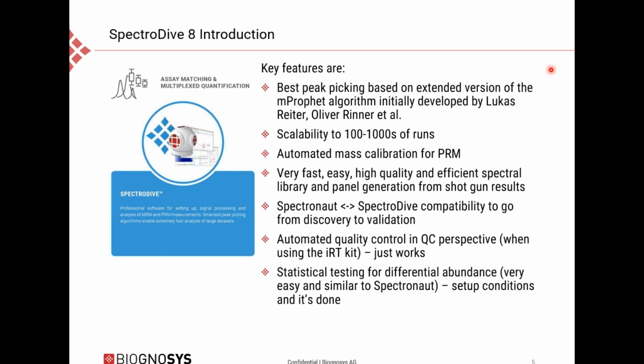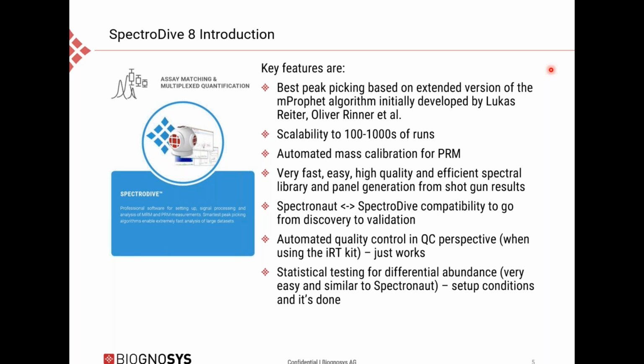The developers have further worked on the software to make it scalable to hundreds to thousands of runs without the need for extensive computational resources. For the parallel reaction monitoring or PRM workflow, we have added automated mass calibration. The biggest and newest feature of the new software is by far the very fast, easy to set up, and high quality panel generation from shotgun results on the basis of spectral libraries. And this I will showcase later in great detail.